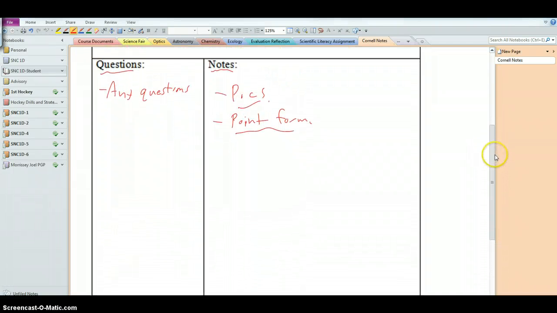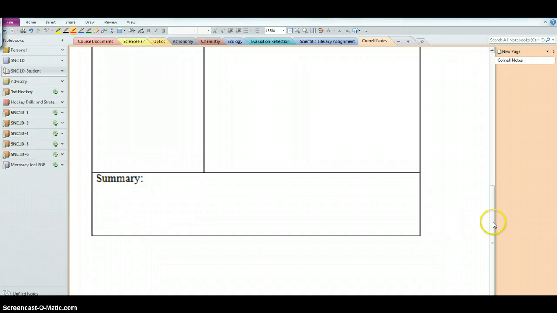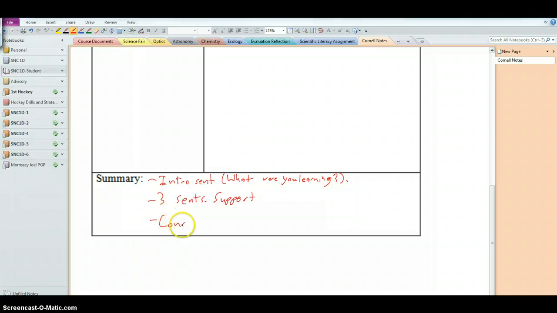And the last piece, you're going to summarize, put it all together. You're going to start with an introductory sentence. What was the goal here? What were you learning? Then three sentences to support that. What did you learn? What were the things that you learned to support that? And then a concluding statement. So you're looking at five sentences, summarizing a day's notes.